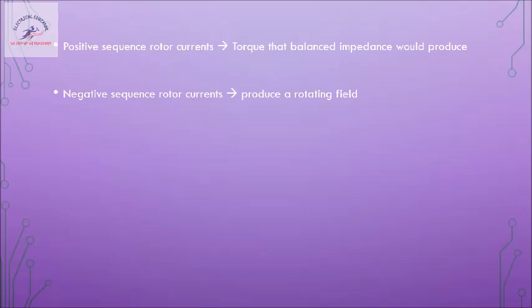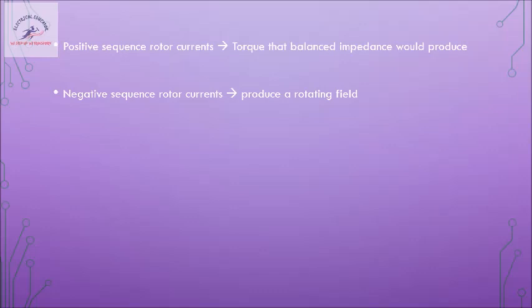We are not worried about the positive sequence because it will produce a field in the same direction. What we are worried about is the negative sequence rotor currents. How are these negative sequence rotor currents created? Because of rotor imbalance. Rotor impedance imbalance will create imbalance in rotor currents, and this imbalanced rotor current will produce a rotating field.